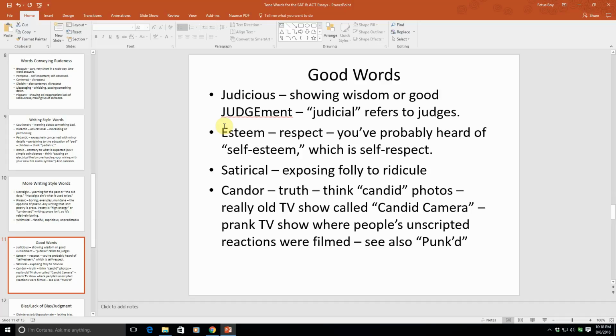Judicious. Judicious means that you're showing wisdom or good judgment. Judicial refers to judges, so hopefully a judge would show good judgment in his or her affairs. Esteem is respect. If I have esteem for you, I respect you. In Spanish, that's a way that you might write a letter to someone, is estimada, respected person. Estimada papa, my respected father.